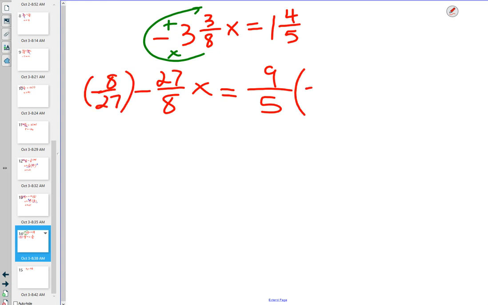So times the reciprocal. Don't flip the 9 over 5. Flip the negative 27 over 8. That's what I'm trying to cancel. I'm trying to cancel the negative 27 over 8, so I flip it, because that's on the same side as the variable. That's the one I want to cancel. What is positive times negative? Negative times positive is positive times negative. Negative.